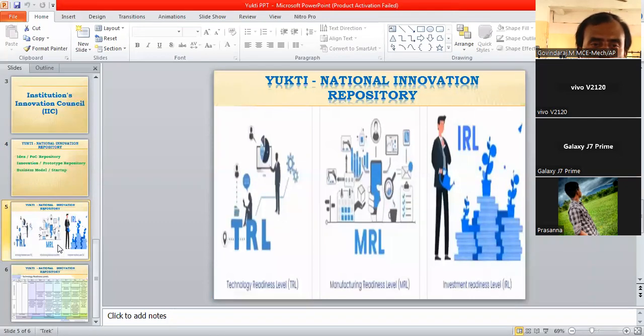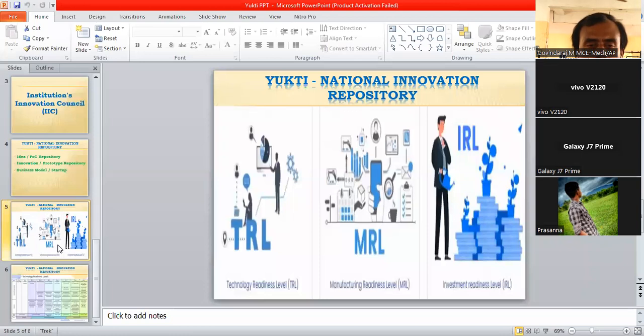Whereas for the second platform, innovation or prototype, both TRL and MRL are applicable. TRL is technology readiness level and MRL is manufacturing readiness level. Then for the third platform, the business model or startup, investment readiness level is needed.